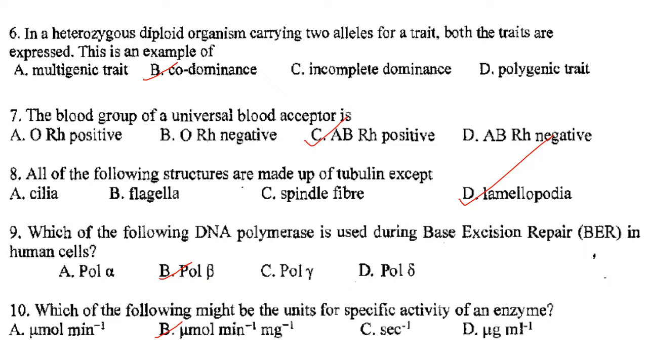Okay. Then all of the following structures are made of tubulin except lamellipodia, because they are made of actin filaments. So answer is option D. Then which of the following DNA polymerase is used during base excision repair in human cells? So it is pol beta. Answer is option B. Which of the following might be the units of specific activity of an enzyme? So it is micromole per minute per mg. So answer is option B.